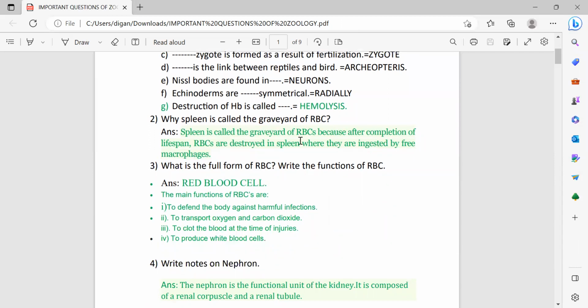Next question: why is the spleen called the graveyard of RBC? The spleen is called the graveyard of RBC because after the completion of their lifespan, RBCs are destroyed in the spleen, where they are ingested by free macrophages. What is the full form of RBC, and write the function of RBC. The full form of RBC is red blood cell. The main functions of RBC are to defend the body against harmful infection, to transport oxygen and carbon dioxide, to clot the blood at the time of injury, and to produce white blood cells.